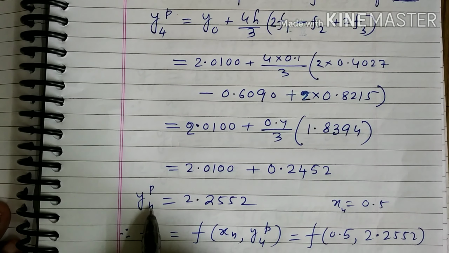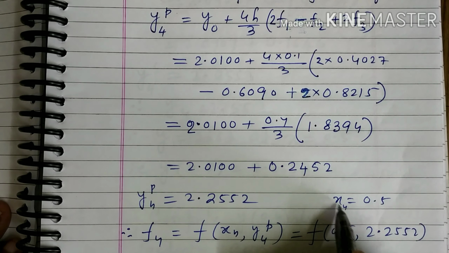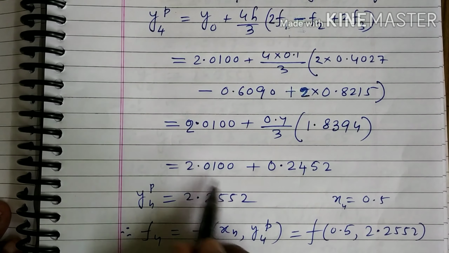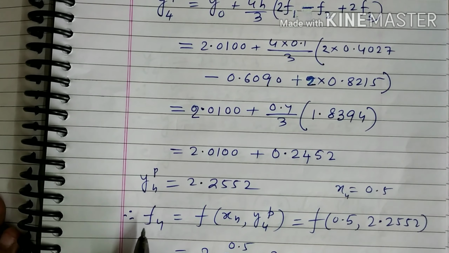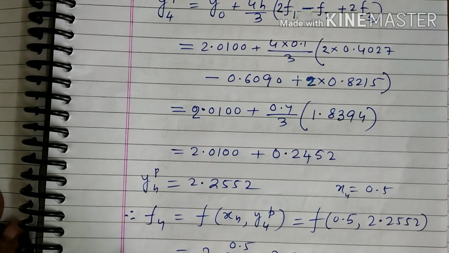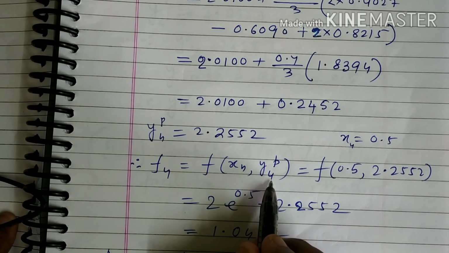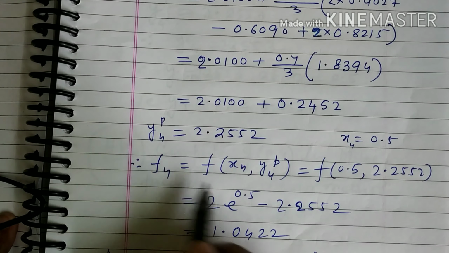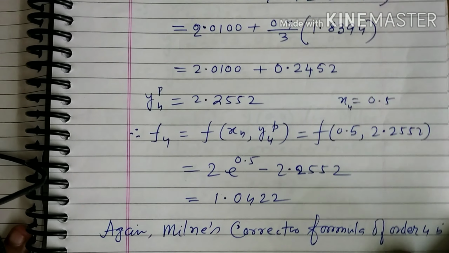So this y4 value is at x4 = 0.5, and it is coming from the predictor formula. Now you have to use the corrector formula to modify this. To use the corrector formula, your requirement is f4. What is f4? The functional value of x4 and y4. This y4 is coming from here and this x4 is coming from here. Now substitute. After simplification you have f4 equal to this.